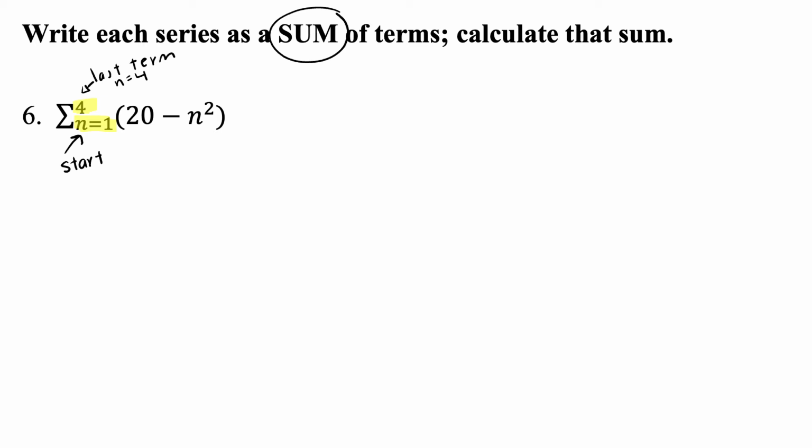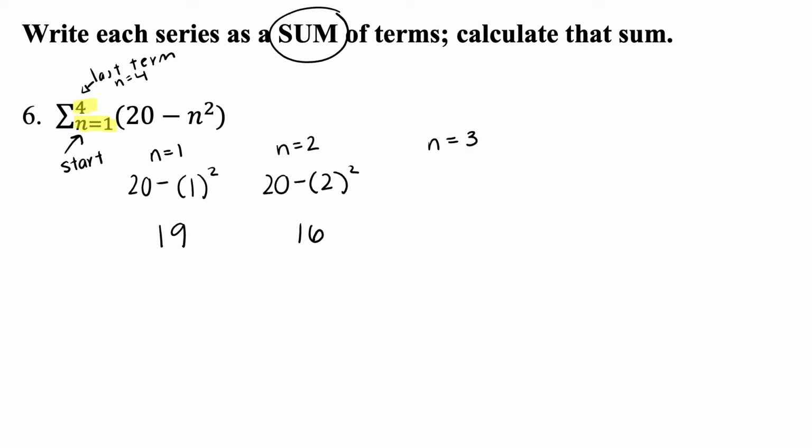So let's start by plugging in n equals 1. We get 20 minus 1 squared, which is just 19. We're also going to plug in when n equals 2. So we have 20 minus 2 squared. 20 minus 4 is 16. When n equals 3, we get 20 minus 3 squared. 20 minus 9 is 11. And then when n equals 4, our last term, we get 20 minus 4 squared, and 20 minus 16 is just 4.